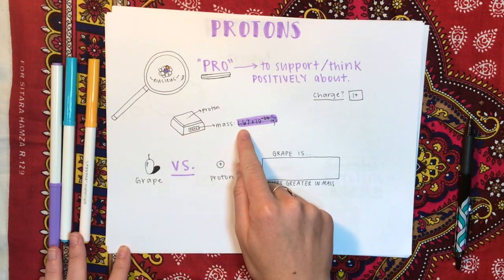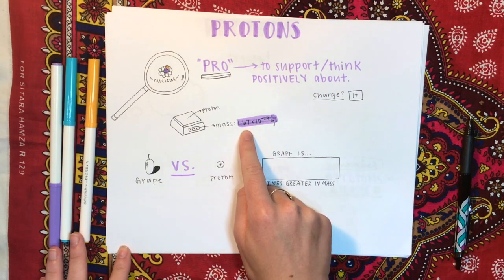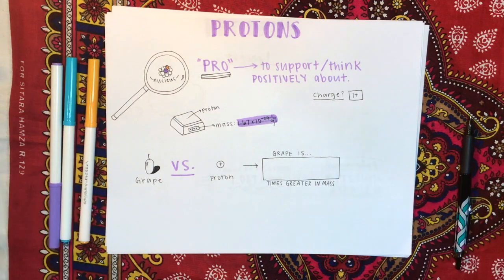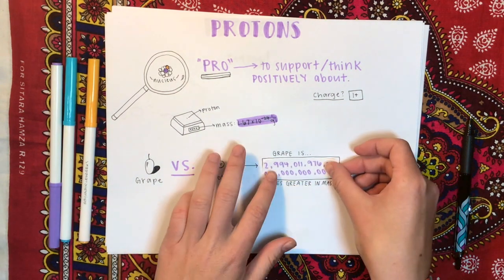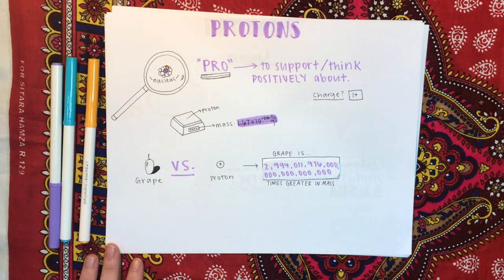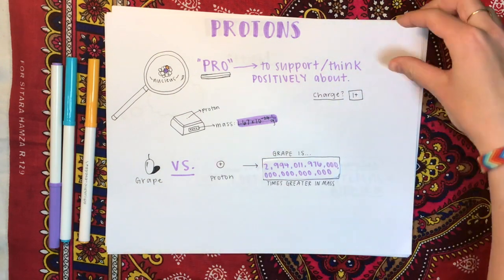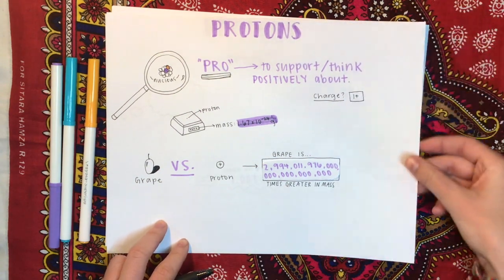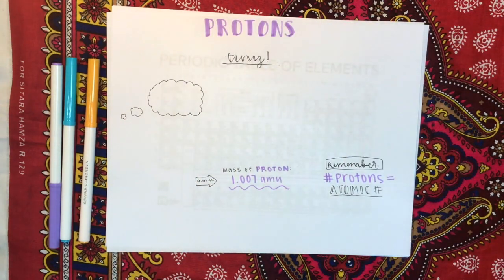Protons are very, very tiny. One proton has a mass of approximately 1.67 times 10 to the negative 24th grams. For reference, that's about 2 septillion 994 sextillion 11 quintillion 976 quadrillion times smaller than the mass of a single grape. That's pretty small.